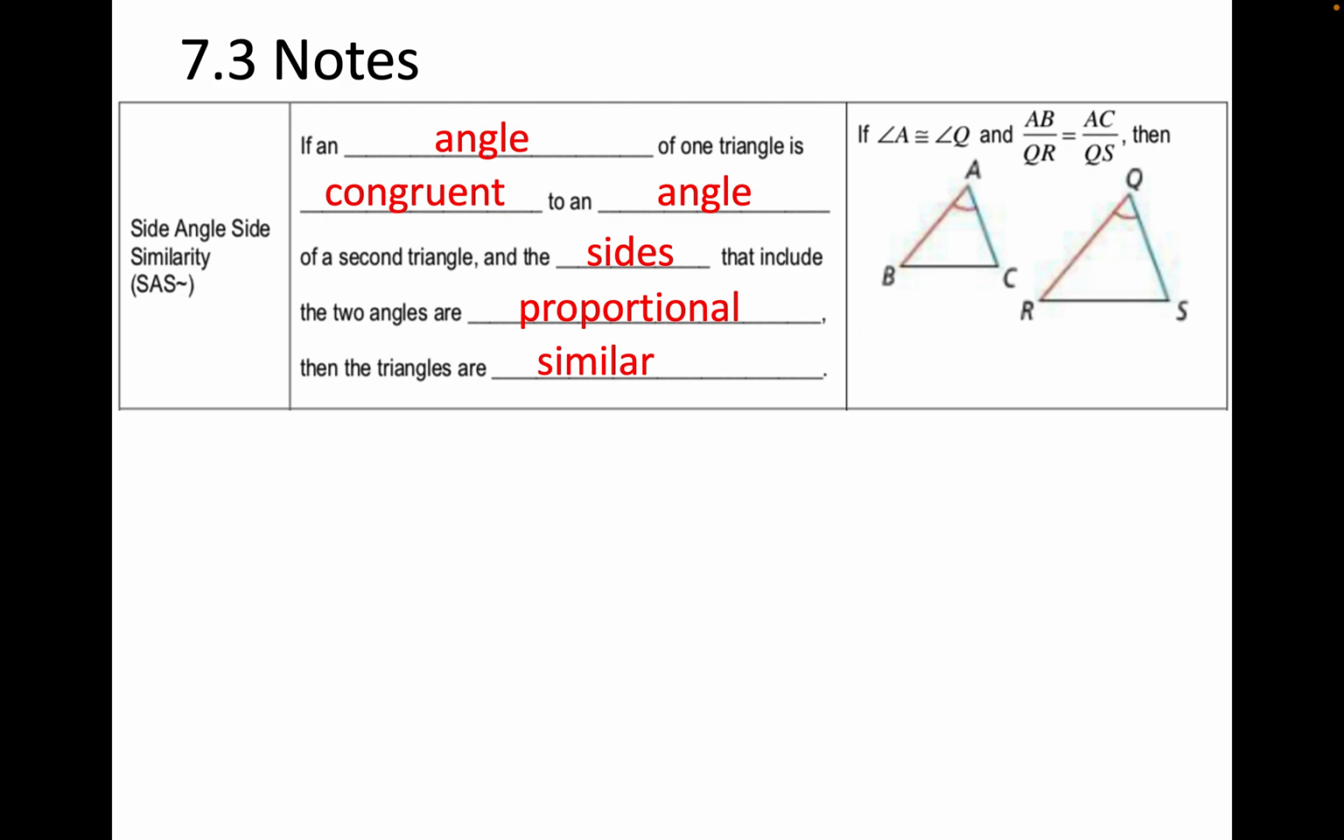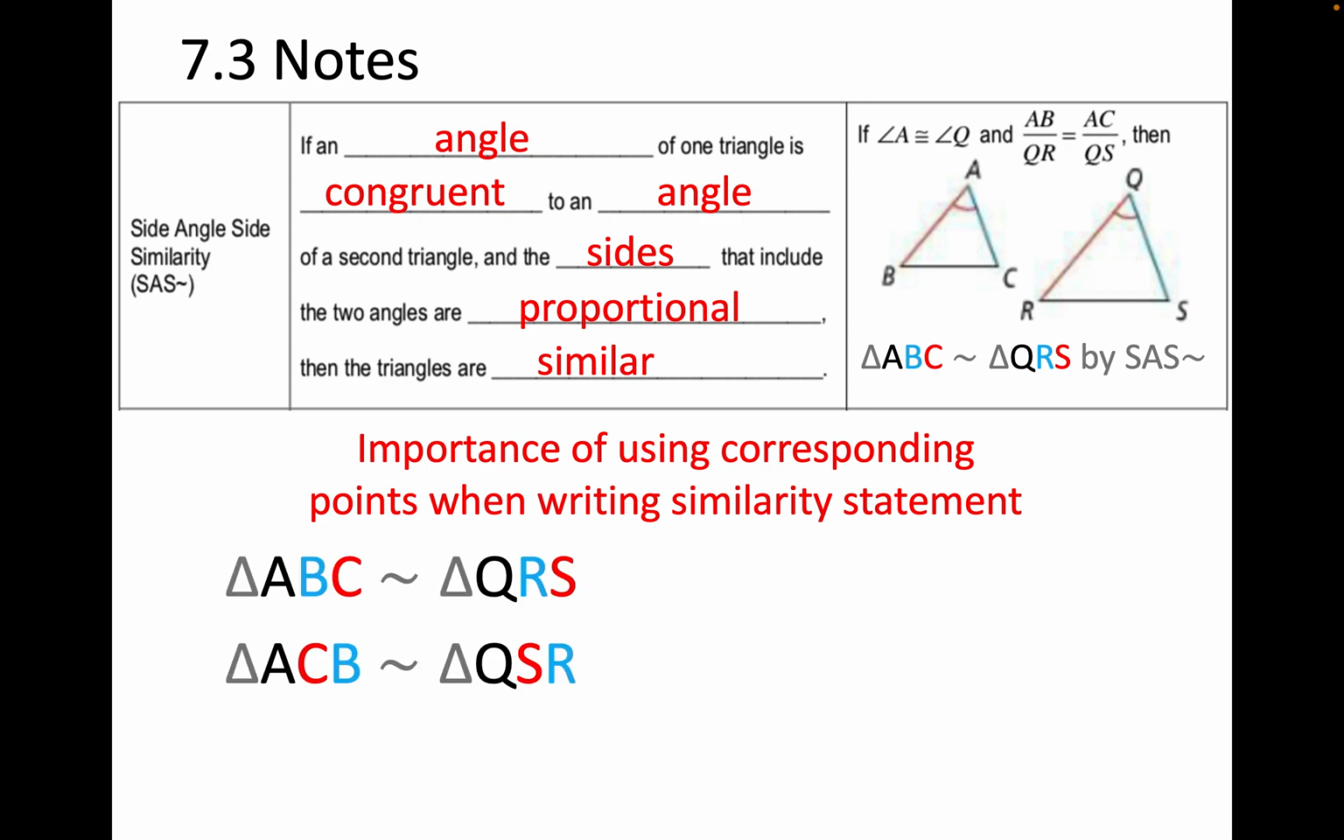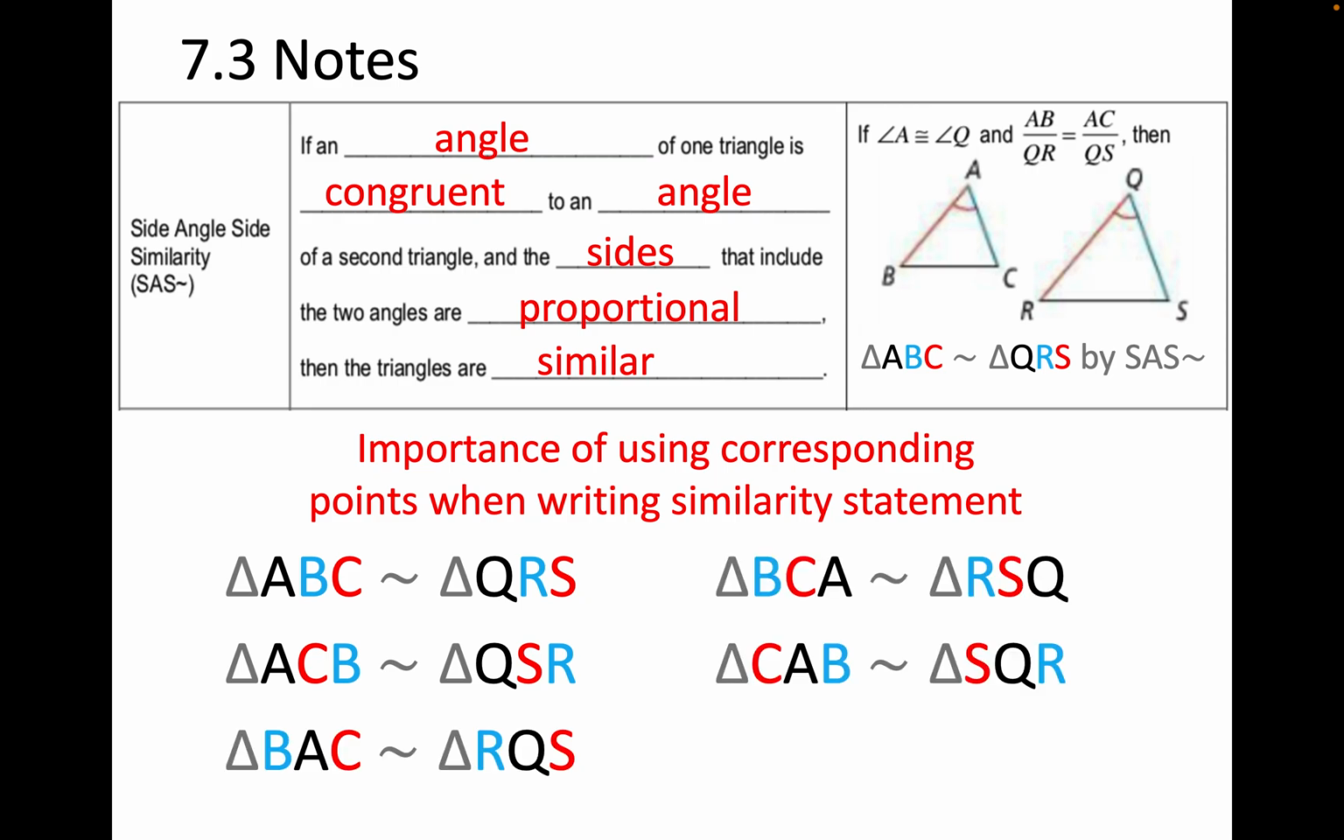And so if that's the case, then we would know that triangle ABC is similar to triangle QRS for the reason of side angle side similarity. And once again, it doesn't have to be this exact similarity statement. It could be any of the 6 similarity statements as long as we're using corresponding points when writing the similarity statement. So it could have been the one I wrote, or this one, or this one, or this one, or this one, or this one.